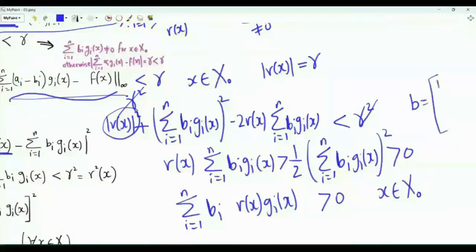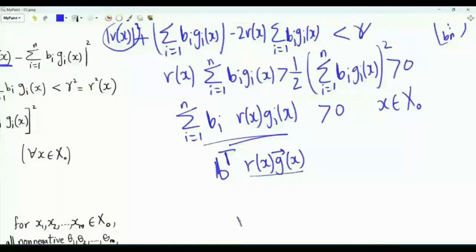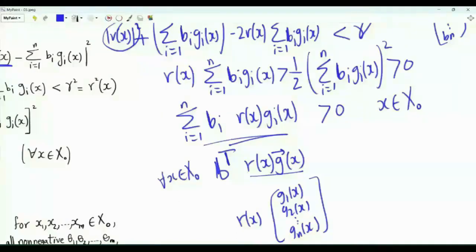If we collect the b's in an n-dimensional vector with components b1, b2 to bn, I can write down this summation as an inner product between vector b and n-dimensional vectors that look like this, r of x g arrow of x. Recall that this vector is the scalar r of x multiplied by the n-dimensional vector in which we evaluate the g functions at x: g1 of x, g2 of x, all the way to gn of x. We have for every small x in big X0, this inner product is strictly positive. What does this mean?